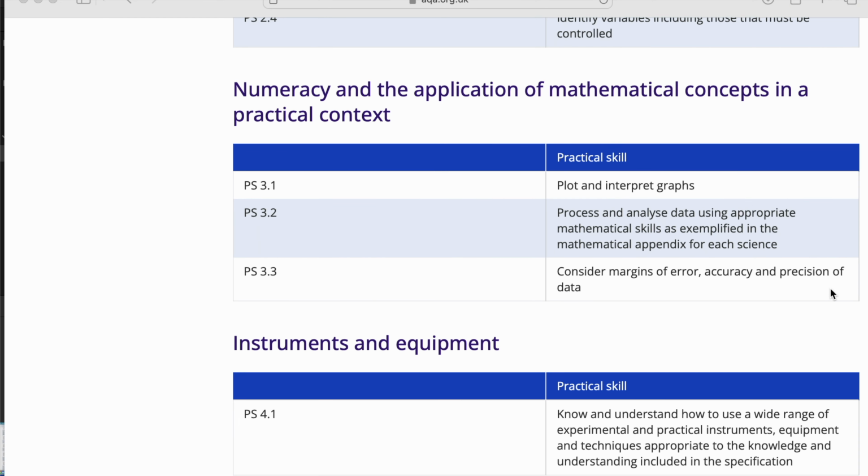So I hope that has been useful. It's only a quick overview of the spec. Please keep using the spec before your exams. Have a look at what you need to be doing, and fill yourself with confidence going into the exam knowing that you've looked at everything that could come up.